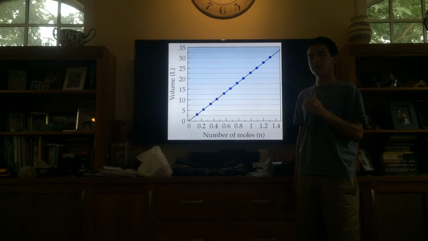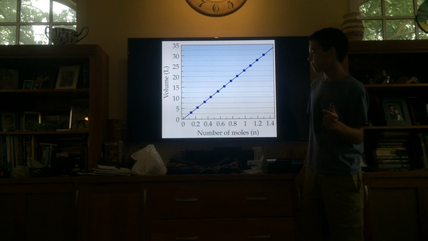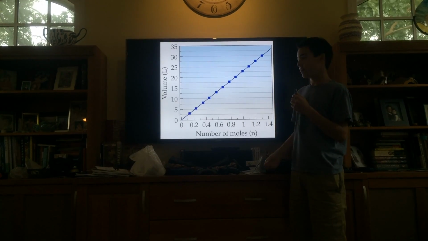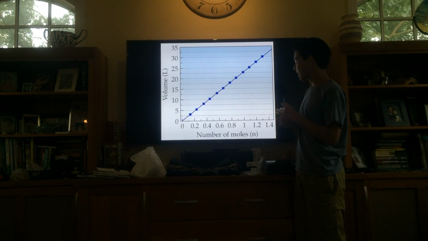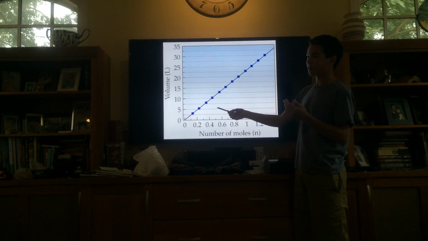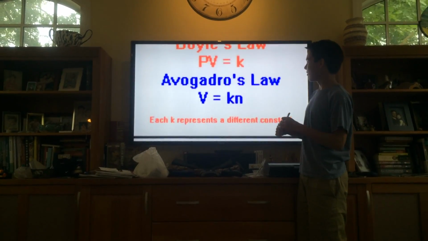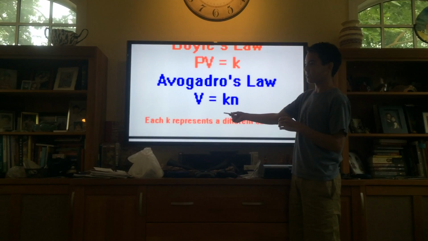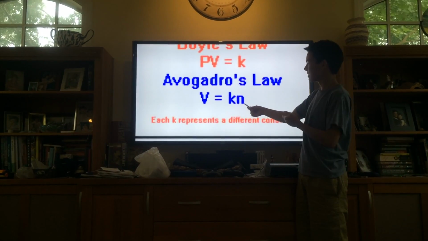I'll be talking about Avogadro's law. Here we can see that the number of moles and the volume are directly related to each other. As the number of moles increases, the volume increases, and vice versa. It can be represented by Avogadro's law equation, where this is volume, this is your constant that relates the two, and this is your number of moles.